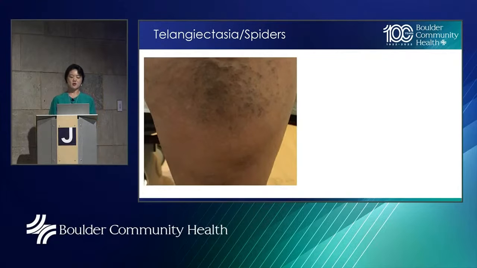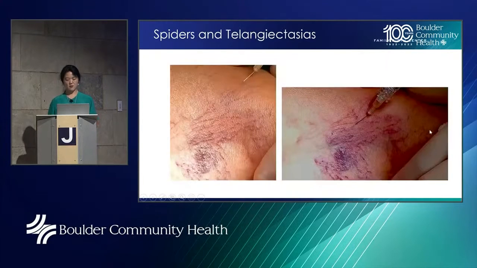Okay, so telangiectasias and spiders. Now we're going to focus the talk on some of the more cosmetic things. Many patients who present with varicose veins will also have telangiectasias and spider veins. And you're going to want the ropes gone, and you're going to want these clusters gone. So what are we going to do for these clusters? Let's see, pre and post pictures.